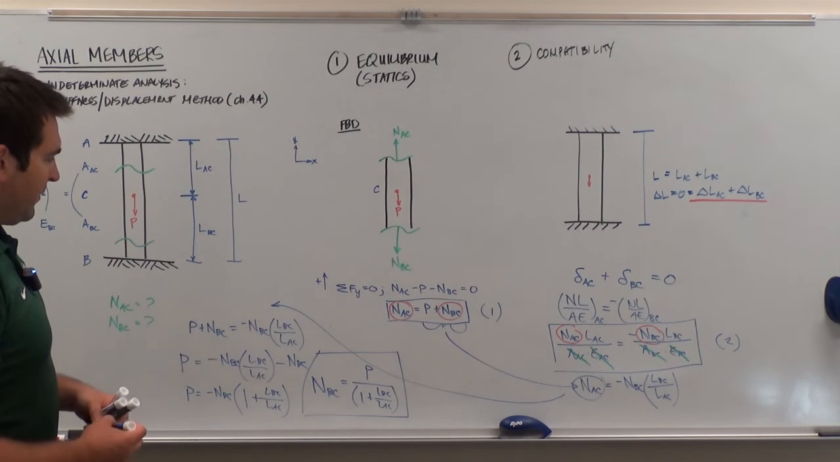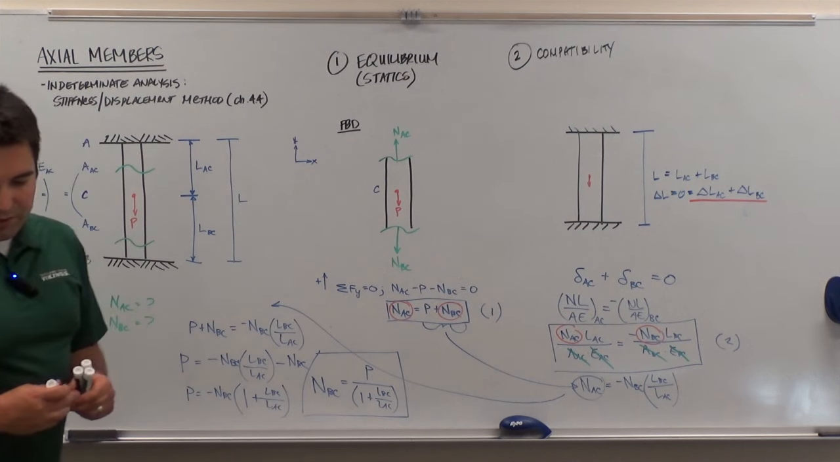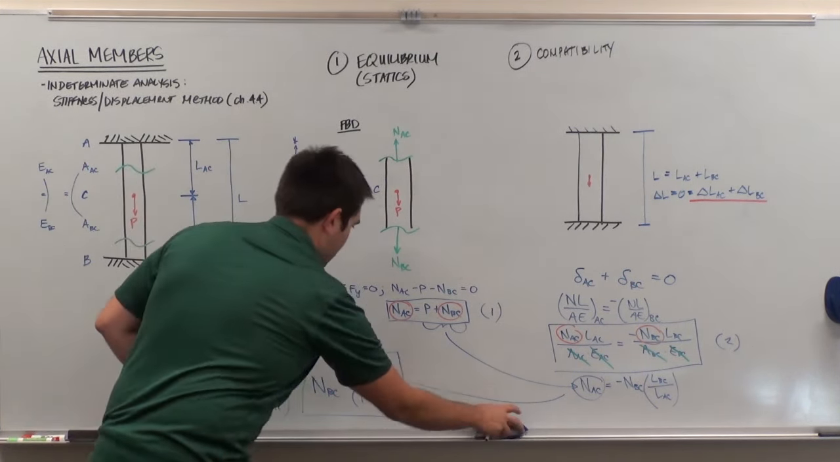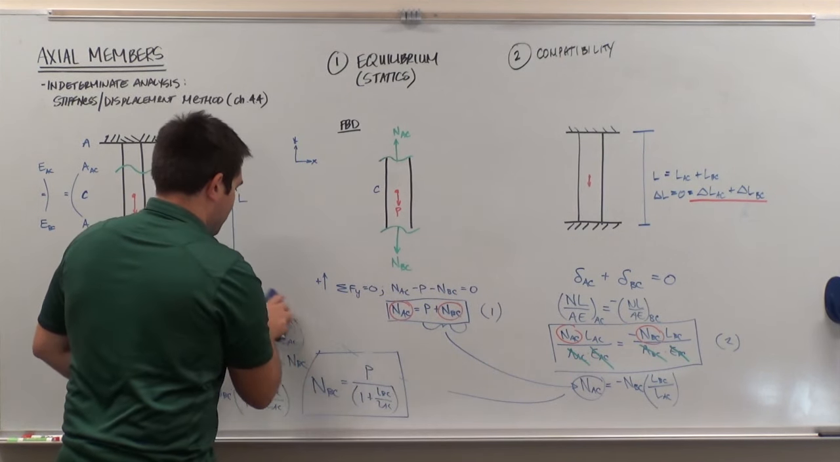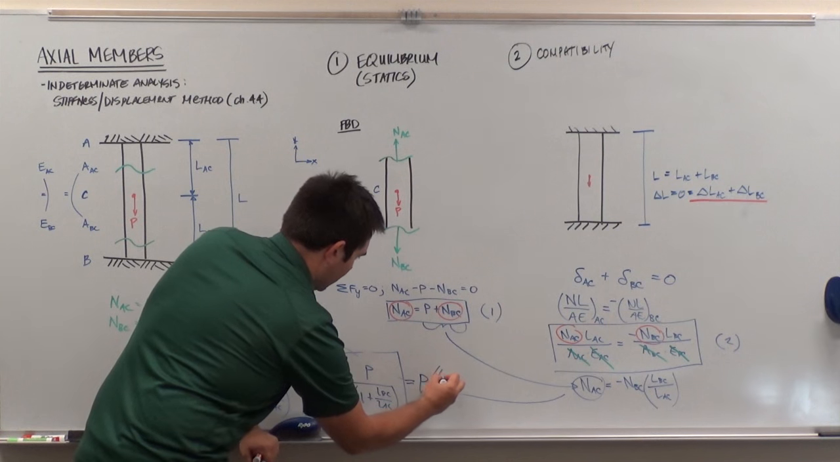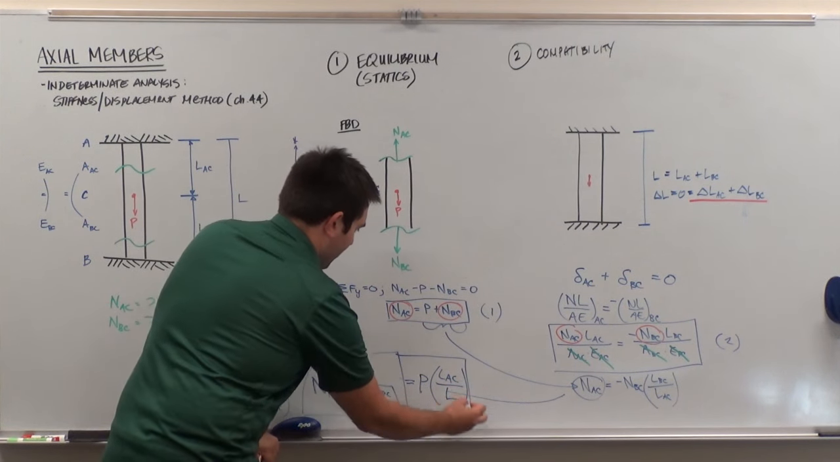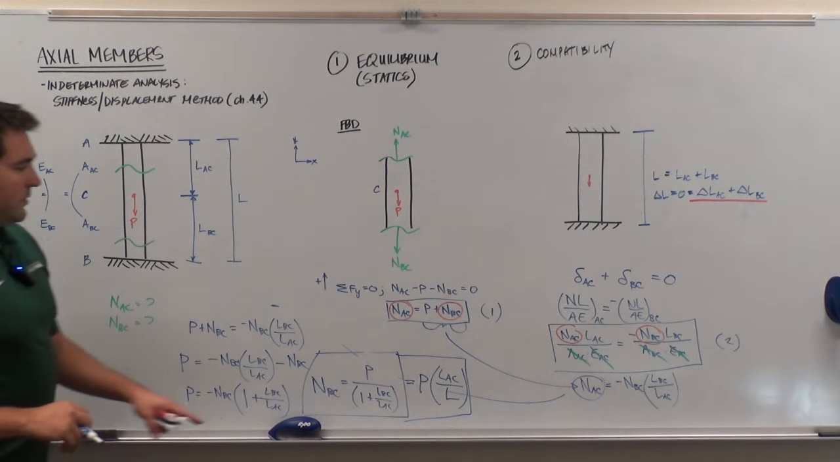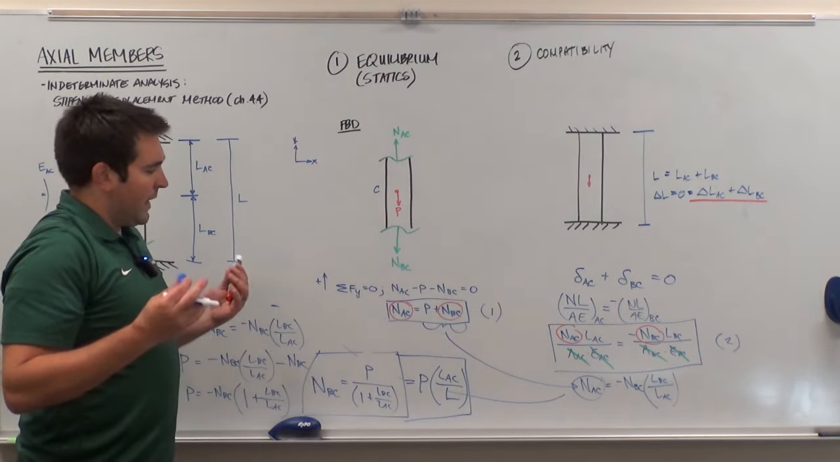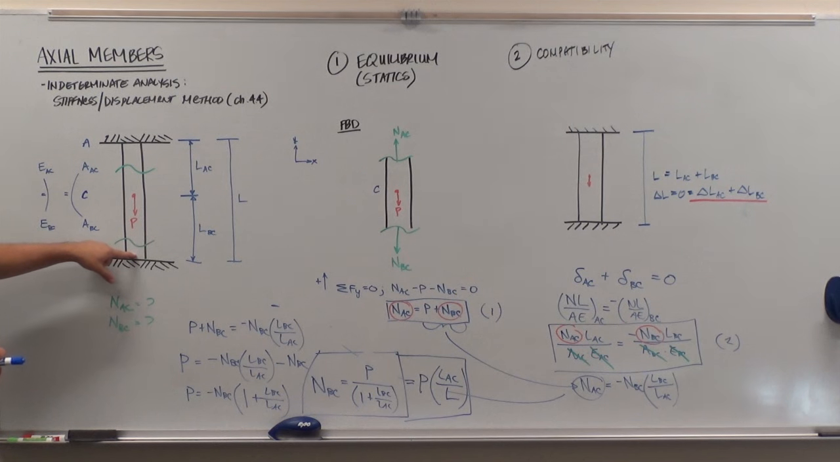There is a way to simplify this a little bit more as well. We can say that this ratio is also simply equal to, if you do a little bit of substitution here, P times the ratio of LAC divided by the total length L, and you would get the same result as well. So if the length of member AC was equal to half the length, it would be P times 1/2, same exact result.